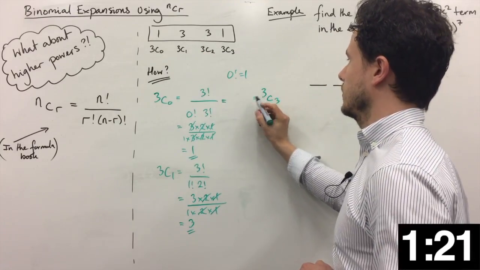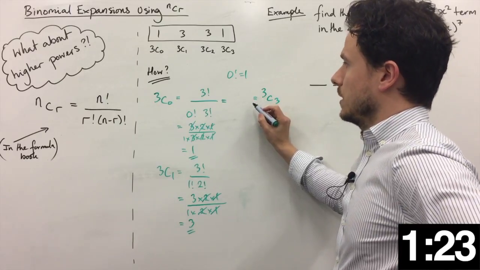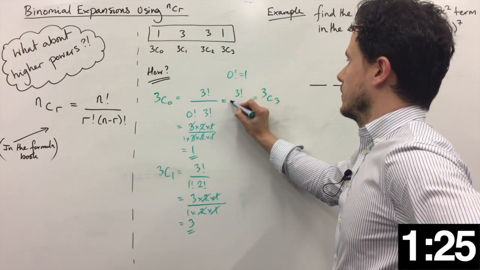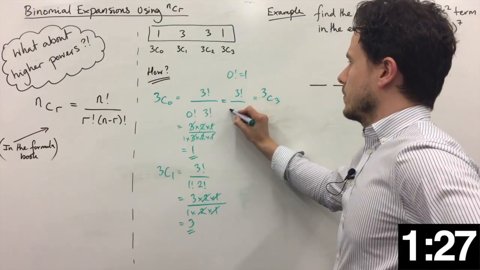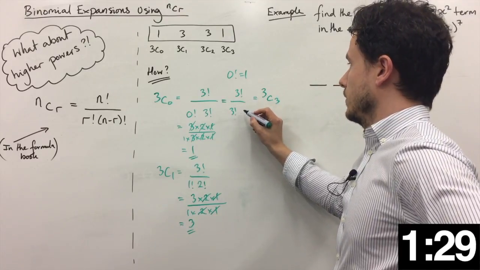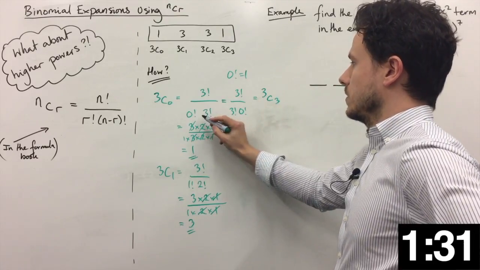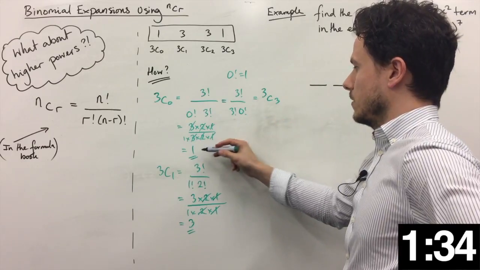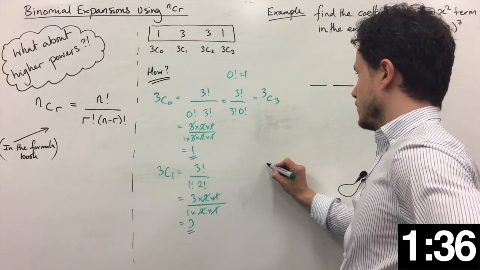3, and to kind of work backwards, think, well, 3 choose 3, well, it's still 3 factorial on the top. On the bottom, if it's 3, I have 3. 3 take away 3 is 0. So you notice the symmetry, we end up with the same value. Likewise down here, just to prove what we're doing.